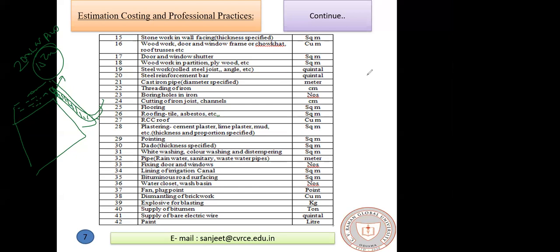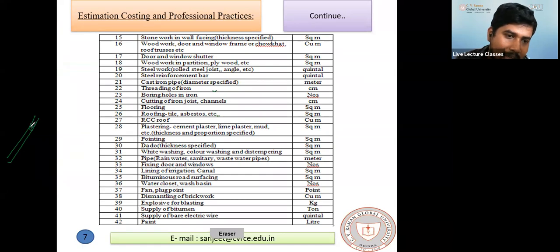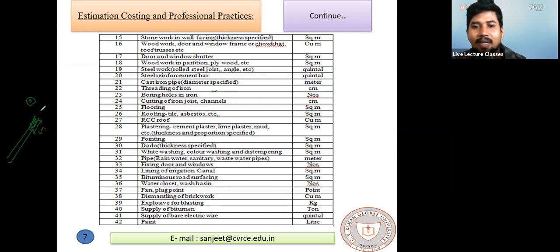Yes, sir. Next, threading of iron. Suppose this is an iron bar. I want to make a thread for tightening a bolt. This is a bolt. I have to tighten the bolt here. For this bolt, I have to make some number of threads here. So the unit of this thread is in centimeters. How many centimeters are we making the thread? Threading of iron is in centimeter.